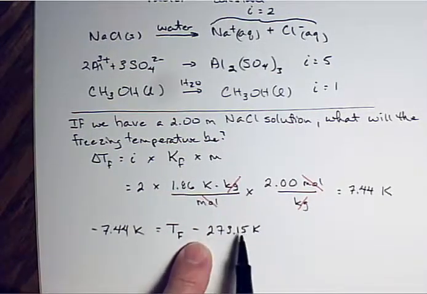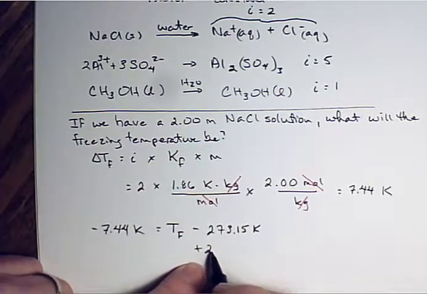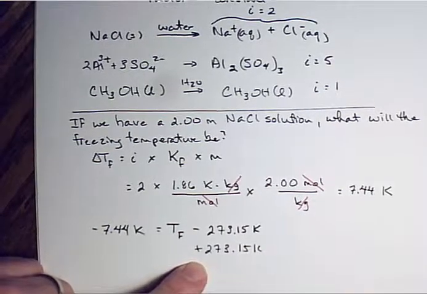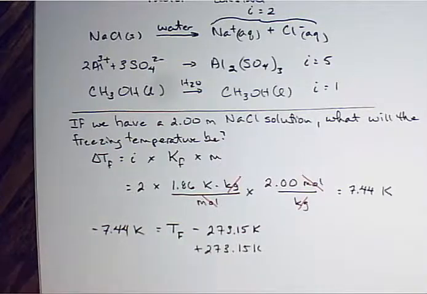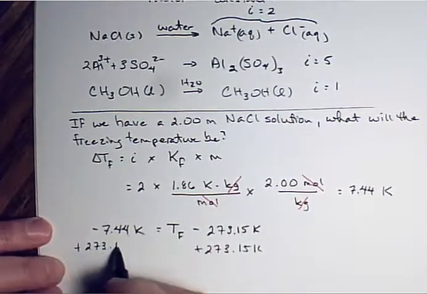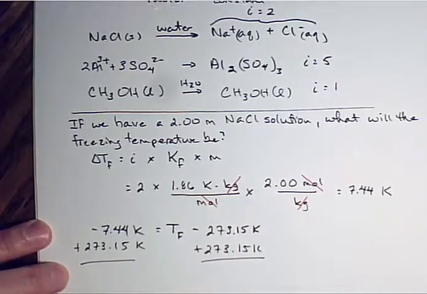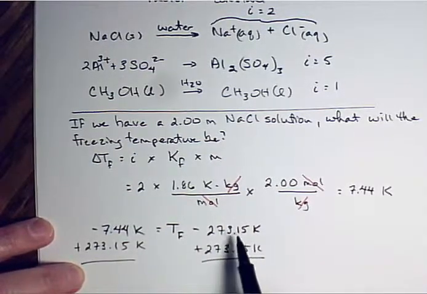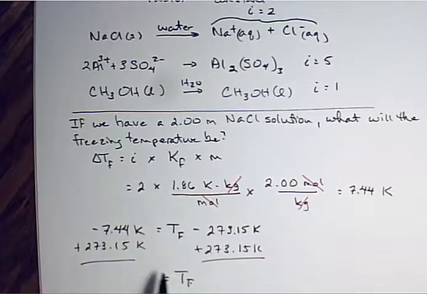Okay, the opposite. So, if it's subtracted here, I need to do what to undo it? Add it. So, I'm going to add 273.15 K to the right-hand side. But when I do it to the right-hand side, got to do it to the left. So, we're going to add 273.15 K to the left-hand side as well. And we get, well, this actually cancels out because this becomes 0. So we got temperature final.